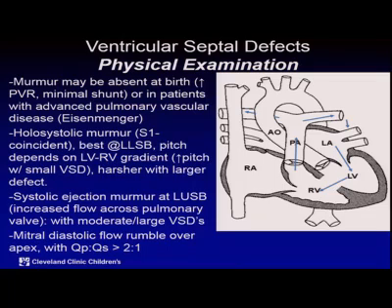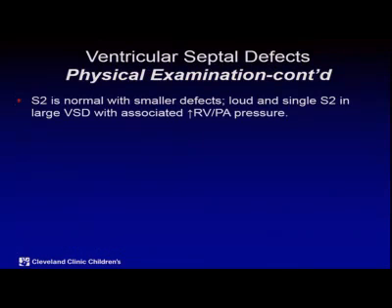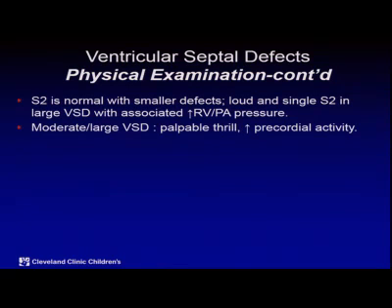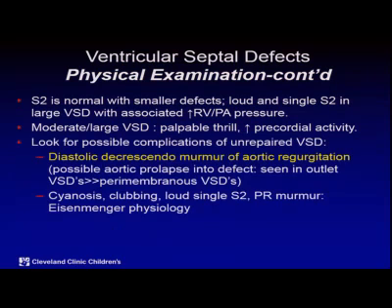Also, because the overcirculation circuit involves the mitral valve, if there is a QP:QS of more than 2 to 1, you will start hearing a mitral inflow rumble. For ASD, we heard a tricuspid inflow rumble. For VSD, on the other hand, we hear a mitral inflow rumble. S2 is typically normal with smaller defects, but becomes loud and single in large VSDs with associated pulmonary hypertension. If you have a moderate to large VSD, you have a palpable thrill and increased precordial activity.